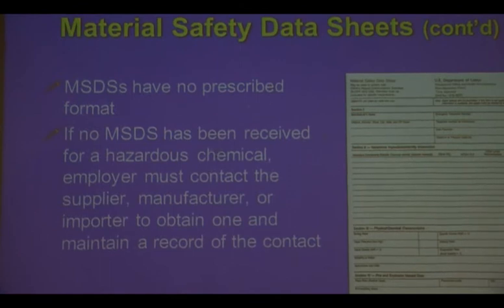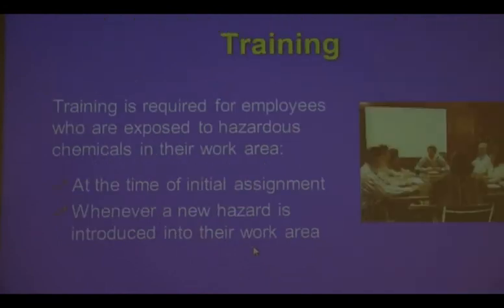If no MSDS has been received for a hazardous chemical, the employer must contact the supplier, manufacturer, or importer to obtain one and maintain a record of the contact. Sometimes, if the instructions have little pie and geometric shapes and stuff, tracking it down might be more difficult. So go to somebody you know has it.